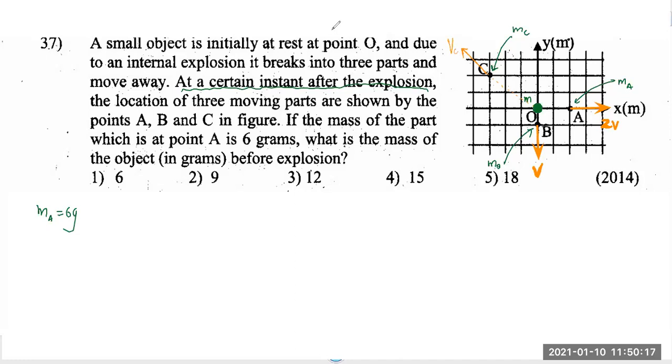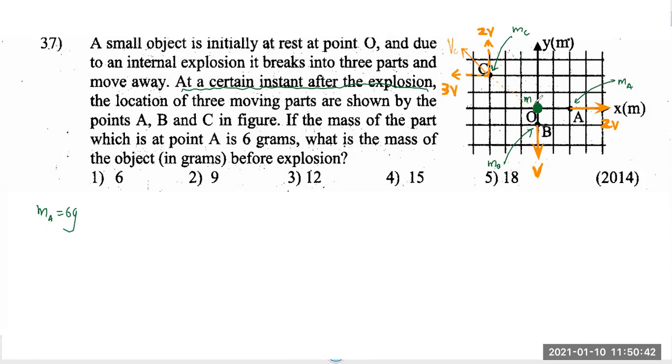Now let's mark the components of C. What are the components of C? It has moved 2 boxes upwards. Therefore, its upward velocity must be 2V. And it has moved 1, 2, 3 boxes towards the left. Therefore, its horizontal velocity component should be 3V.